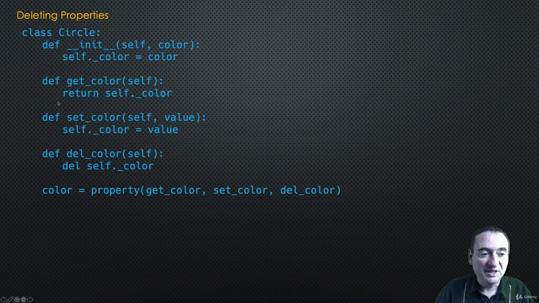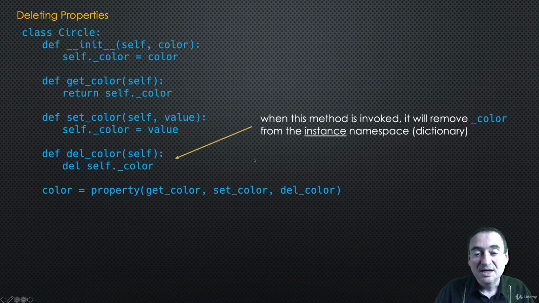So we've got this class Circle, we've got the init, we've got a get color, set color, and a delete color. These are three methods. And now we create a color property. We use the property instantiator, so property, and we pass it get color, set color, and delete color. So now it has its fget, fset, and fdel defined, right? So when this method is invoked, what is this going to do? It's going to remove the underscore color attribute from the instance namespace. That's all it's doing. It's not modifying the class, as you can see. It's just modifying something in the instance.